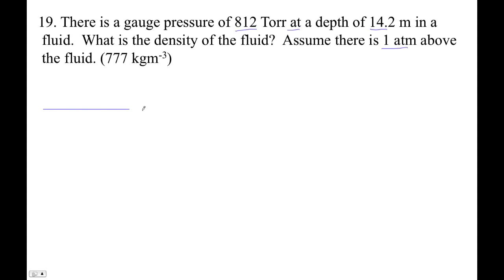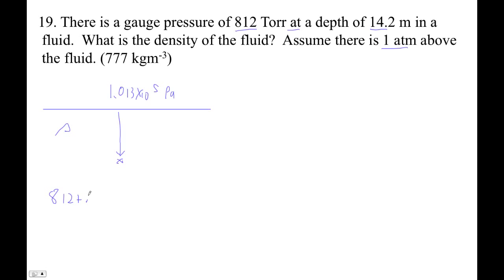Let's draw this. Now we've got some density down here, and we are 14.2 meters down in this fluid, right? There's some pressure up here, 1.013 E5 pascals up here, and then the gauge pressure down here is 812 torr. So I'm going to figure out the absolute pressure down here.